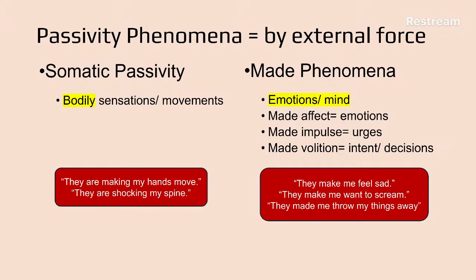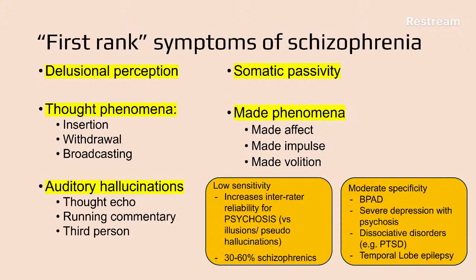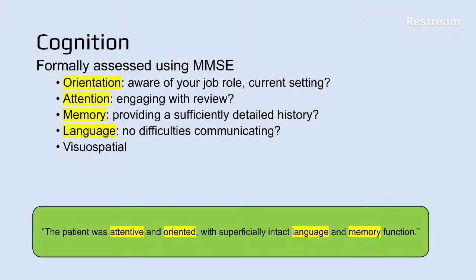Made phenomena usually has to do with emotions or the mind. So for instance, made affect means they're creating these emotions in me. Made impulse means that they're creating these urges in me, they're making me want to scream, for instance. And then made volition has to do with intent or decisions. So they made me throw my things away, for instance. All right, next slide, please. And next slide. So those are your first rank symptoms of schizophrenia.